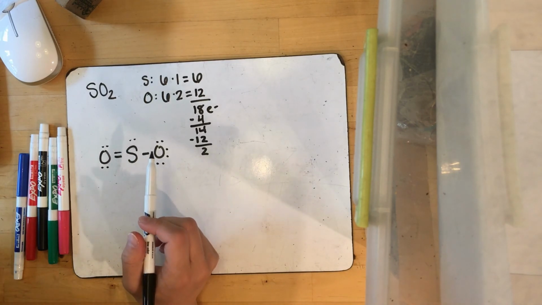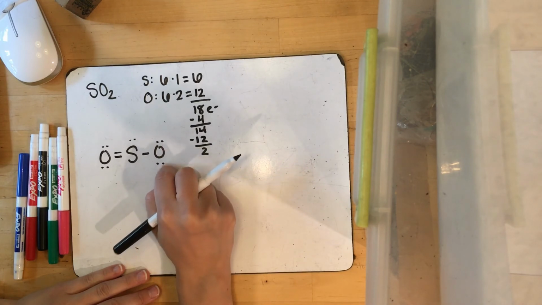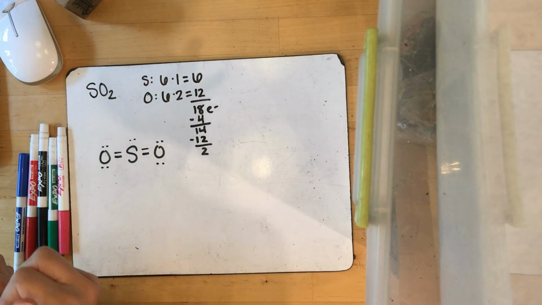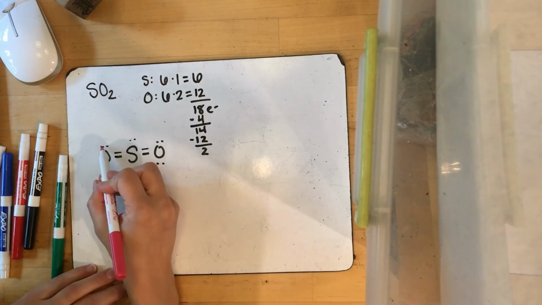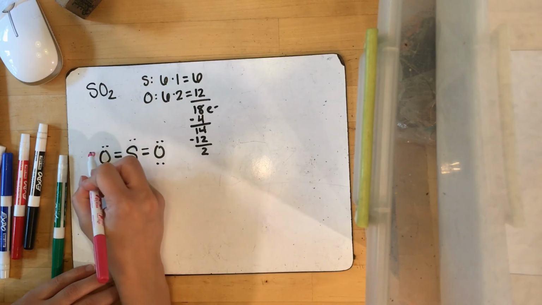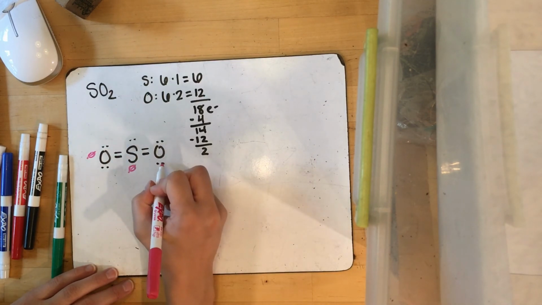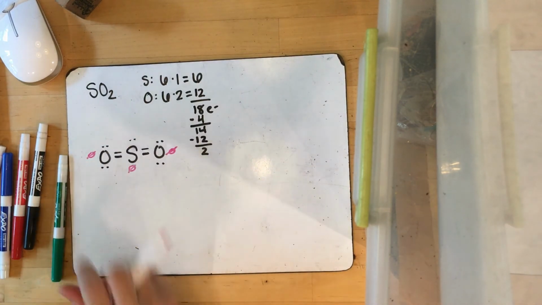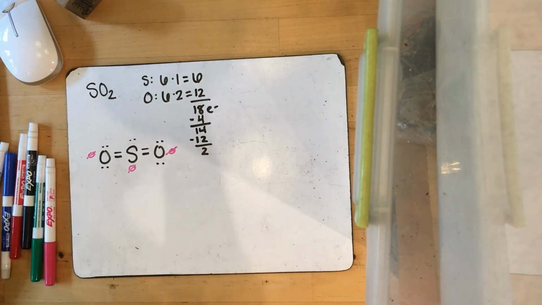However, we can actually make this more stable by taking this and making a double bond as well, because now if we look at formal charge, that gives us all zeros. So this is what our most stable structure would look like here.